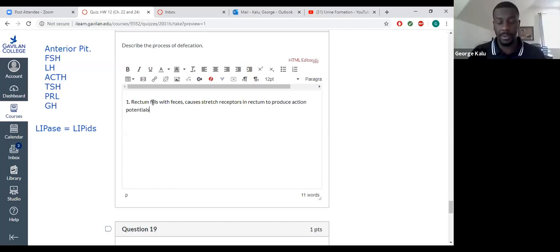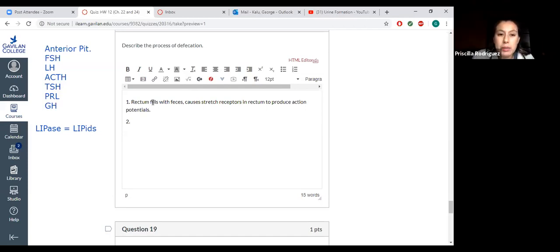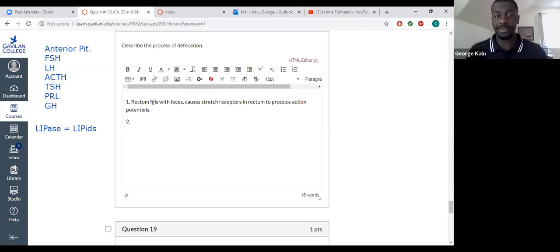So when they start producing those action potentials, where are those action potentials going to go? Well, you were breaking up. Where are those action potentials going to go? Where are we delivering those action potentials to?